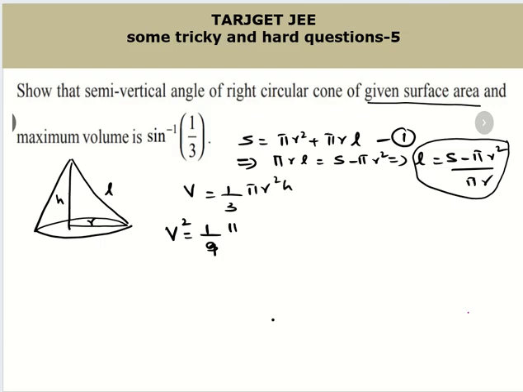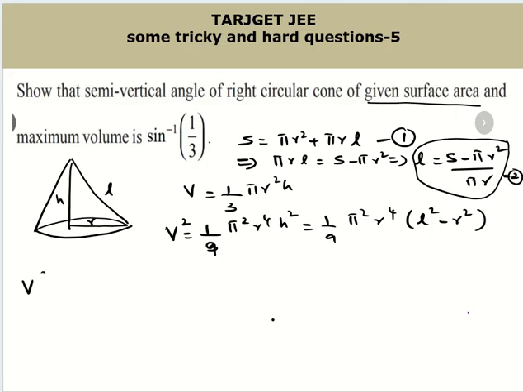V square is 1 by 9 pi square r power 4 h square. We will write this h square as l square minus r square. Now we have the volume in terms of r and l. If V has to be maximum, V square will be maximum. So instead of differentiating V, we are going to differentiate V square. Now we have two variables here, l and r. But using this relation, l is equal to S minus pi r square by pi r, we are going to get V square exclusively in terms of radius.